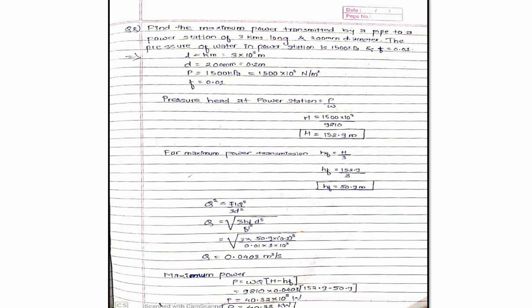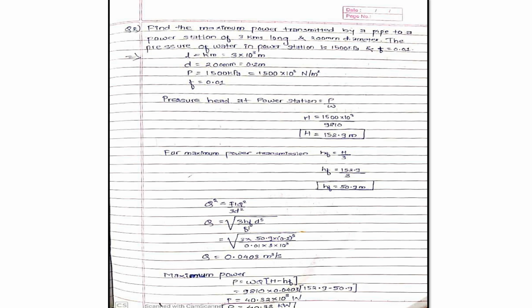And what has been asked? Maximum power to be transmitted. The condition for maximum power is HF is equal to H by 3. H is 152.9 divided by 3. Therefore, HF is equal to 50.9 meter.